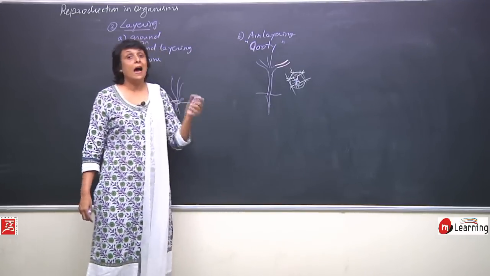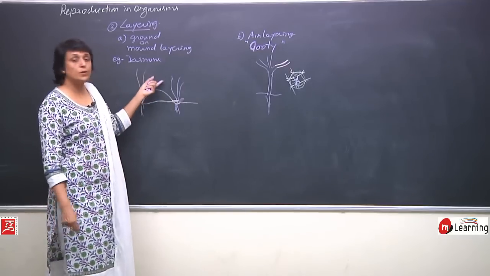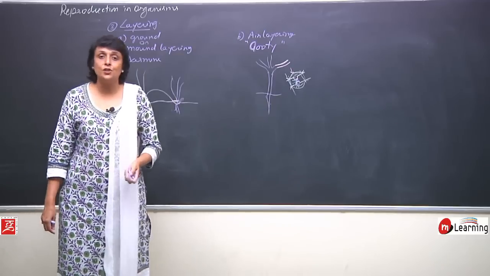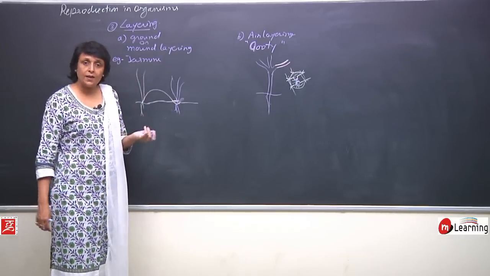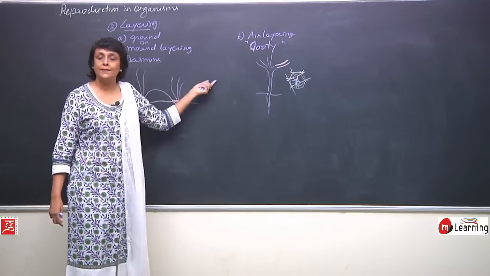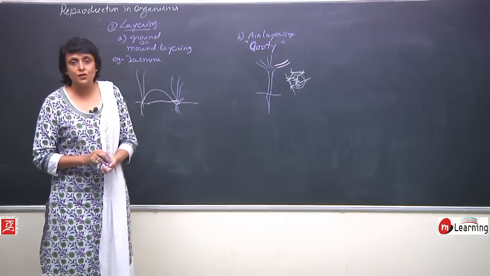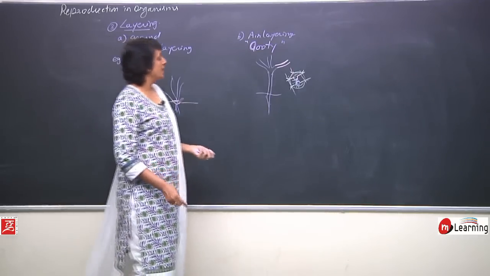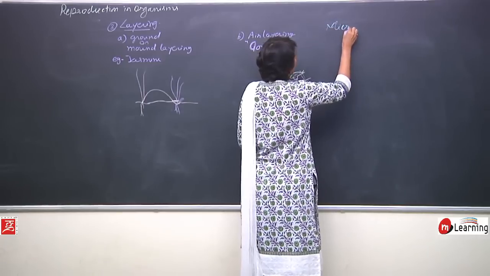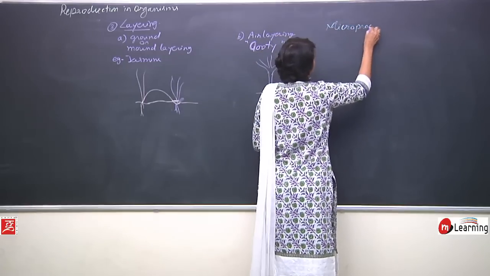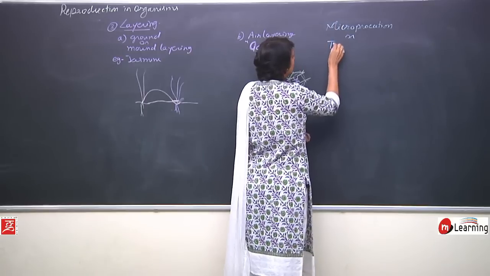Again, this is artificially done. On its own, plant does not do this. So, this also is a method of artificial propagation. So, three methods, one is cutting, other is grafting and third is layering. One more method which comes under artificial propagation, that is micro propagation, which is also known as tissue culture.